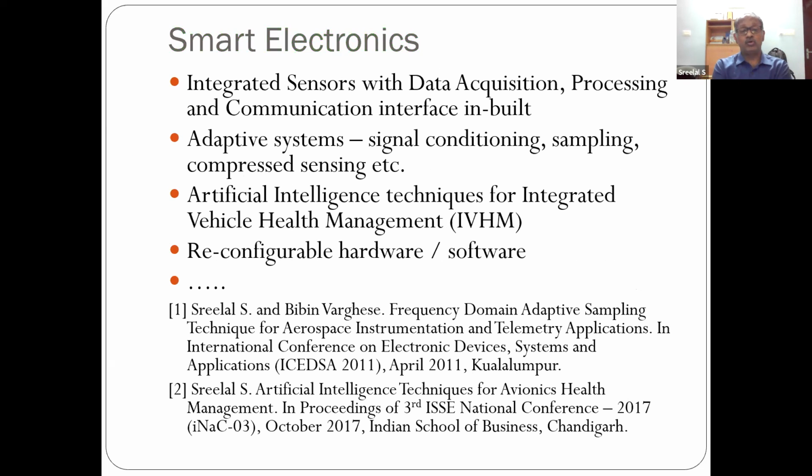So now we come to what is called smart electronics. Smart electronics is basically something which integrates sensors with data acquisition.